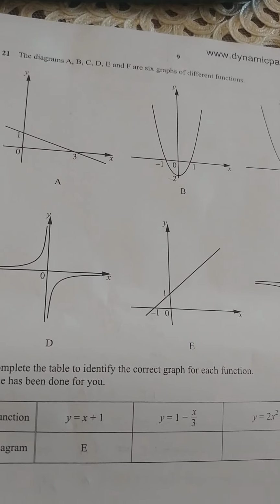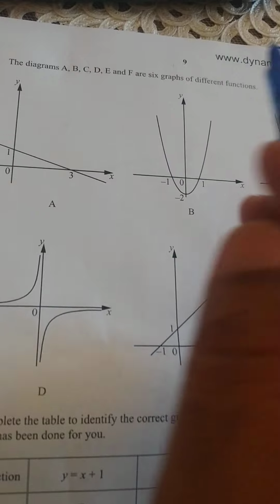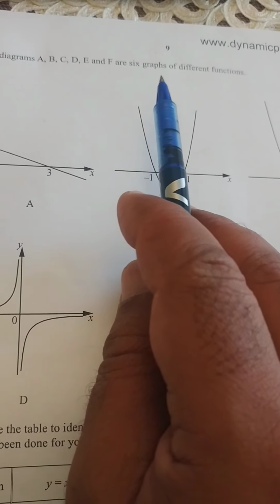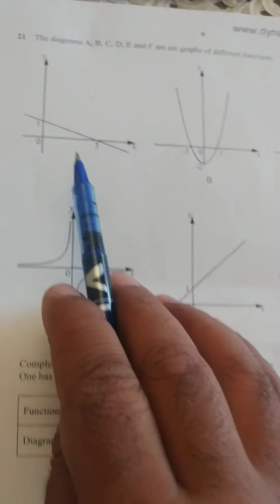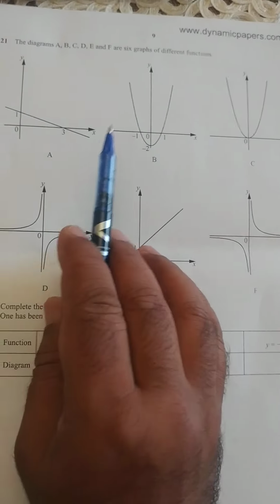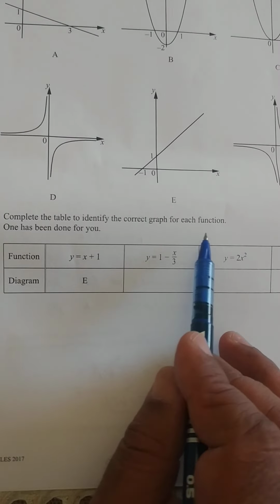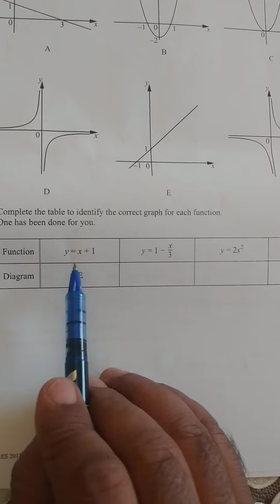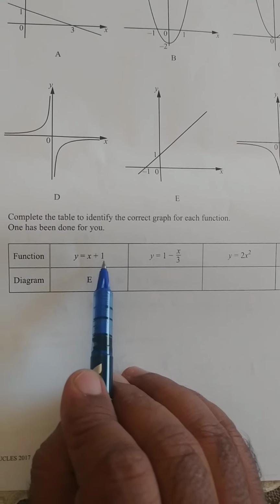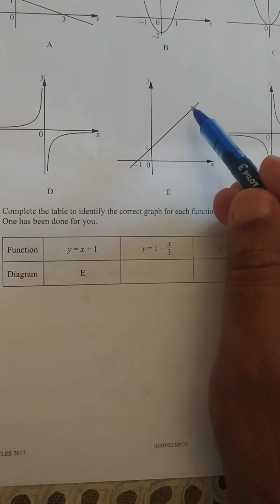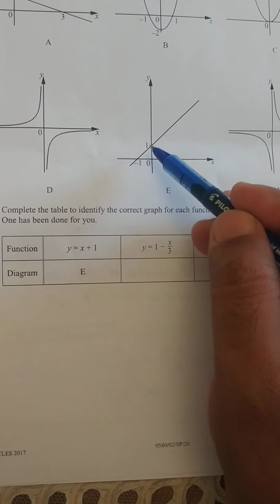Okay, here we have different graphical shapes. The diagrams A, B, C, D, E and F are graphs of different functions. Complete the table to identify the correct graph for each function. One has been done for you. y equal to x plus 1, as plus 1 is the y-intercept. So it's clear that it should be E. The y-intercept is 1 here, so it will be E.